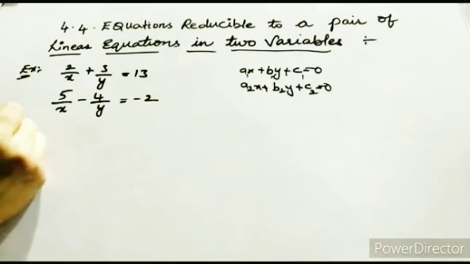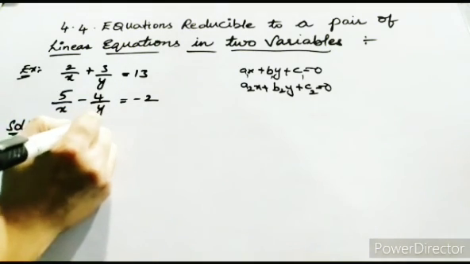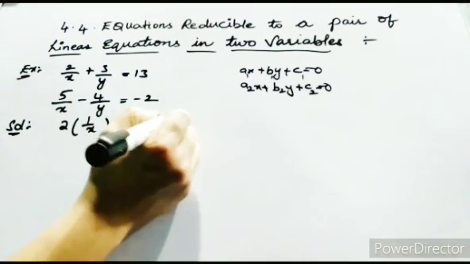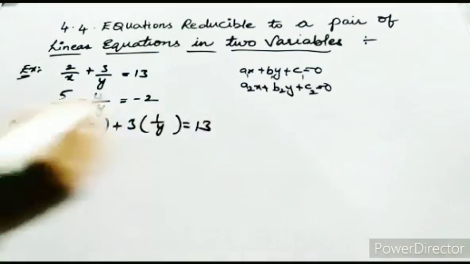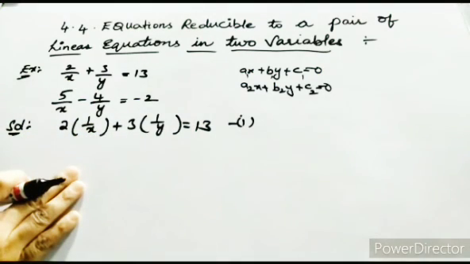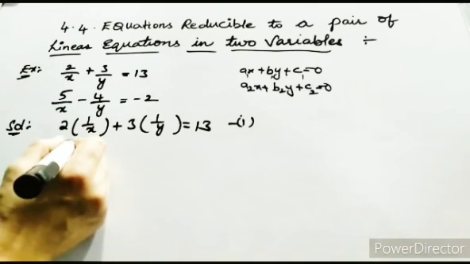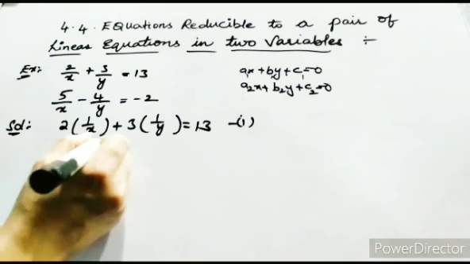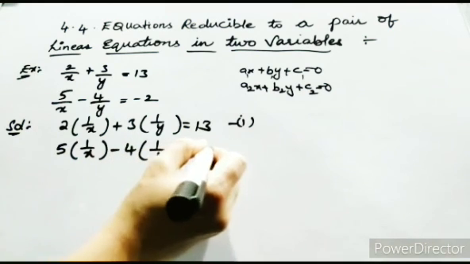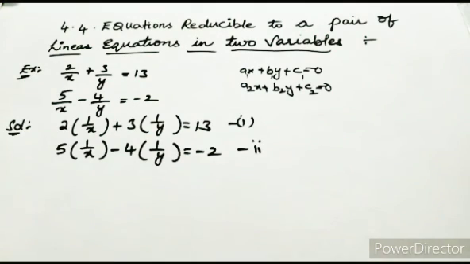Let's solve it. Solution. Just observe it. 2 into 1 by x you can write, plus 3 into 1 by y is equal to 13. This is your first equation. It is not in linear equation form. Let's convert your second equation: 5 into 1 by x minus 4 into 1 by y is equal to minus 2. This is your second equation.